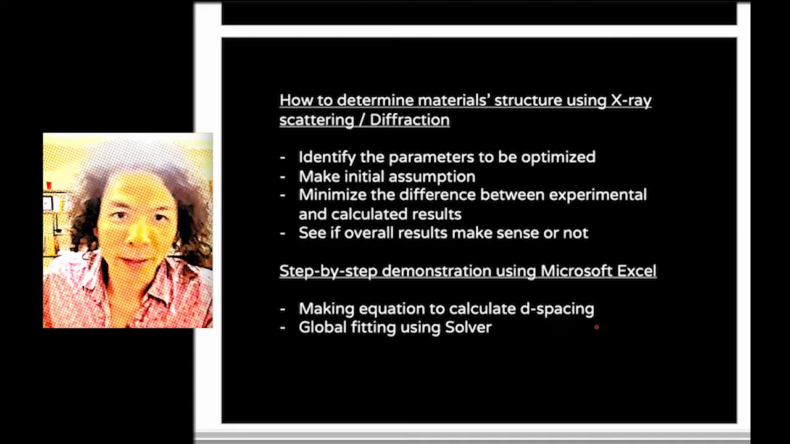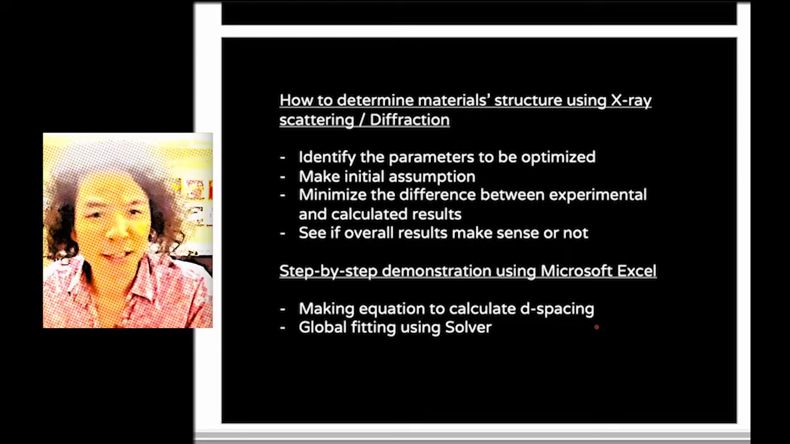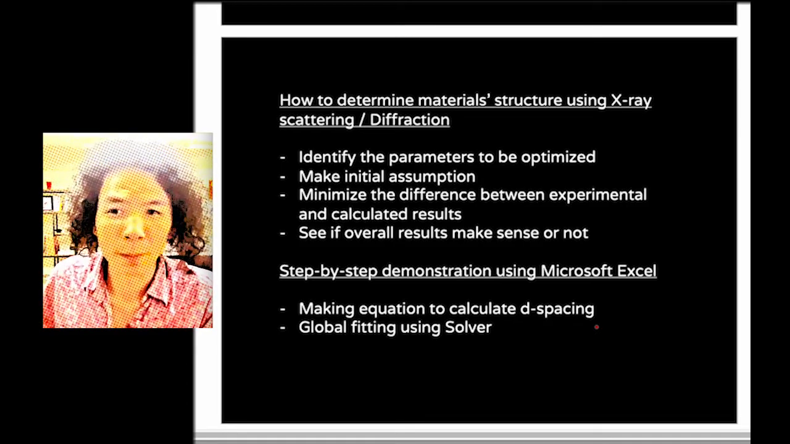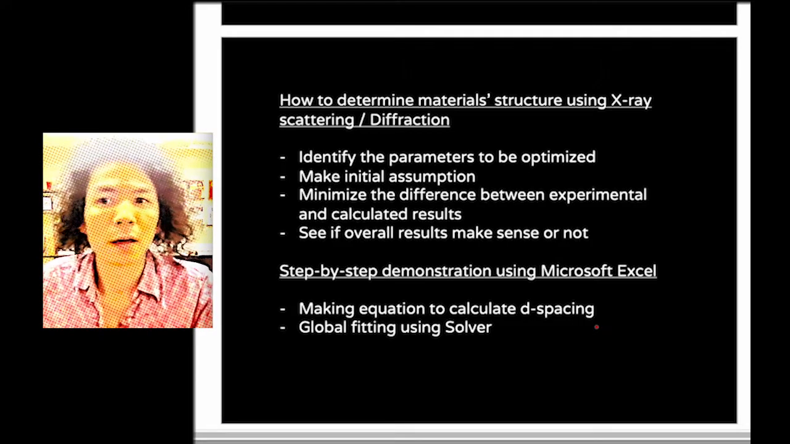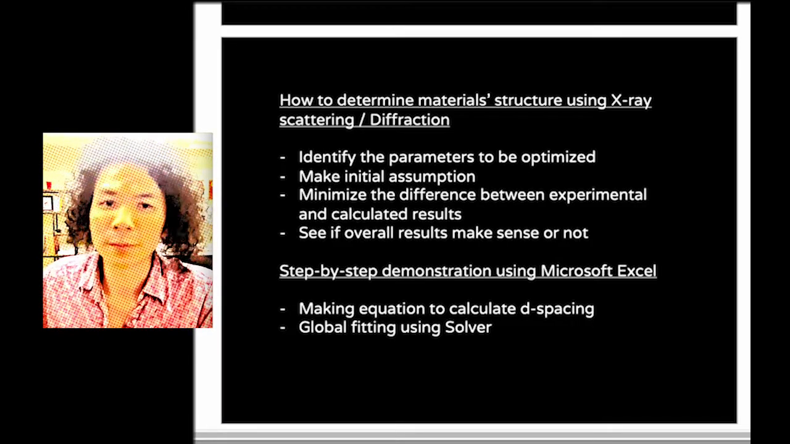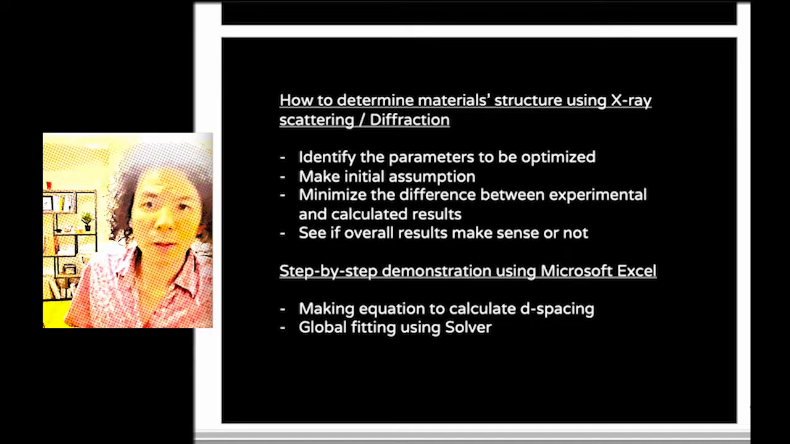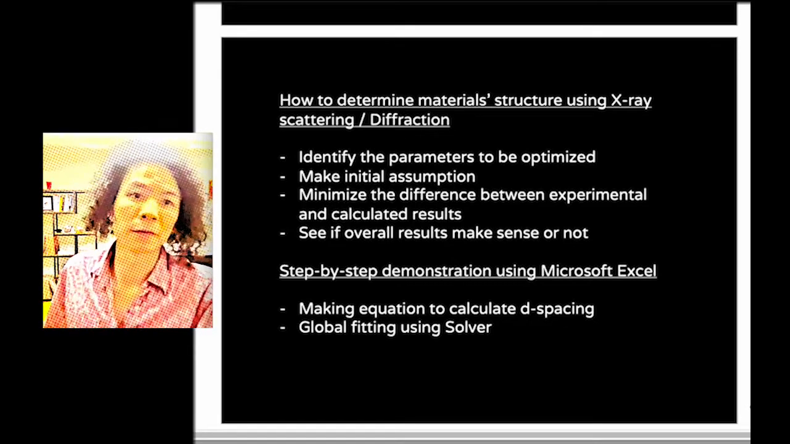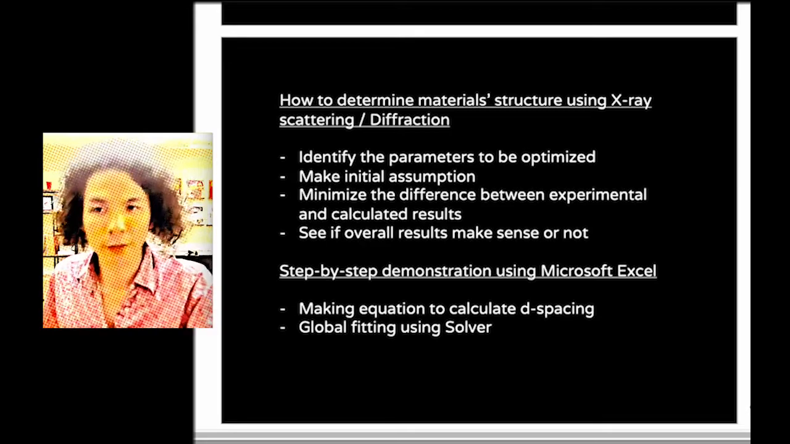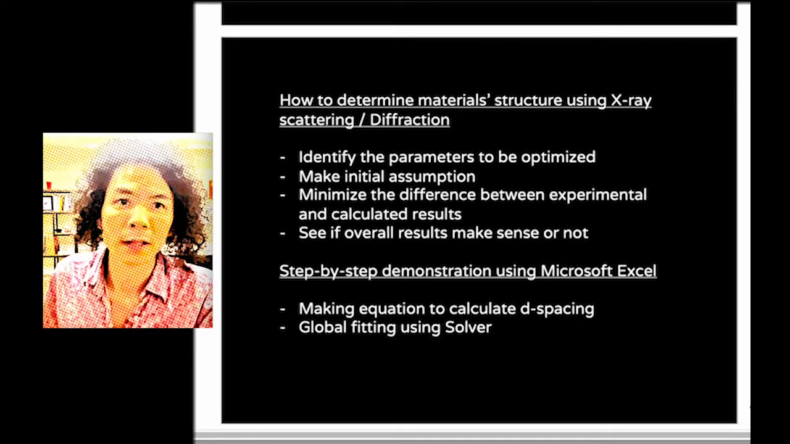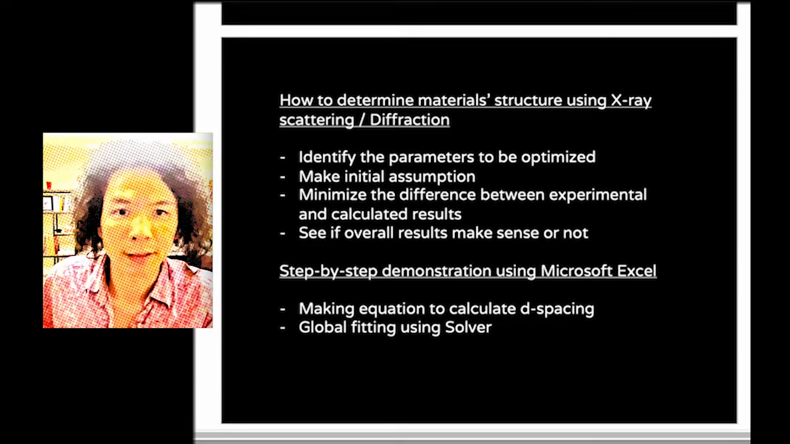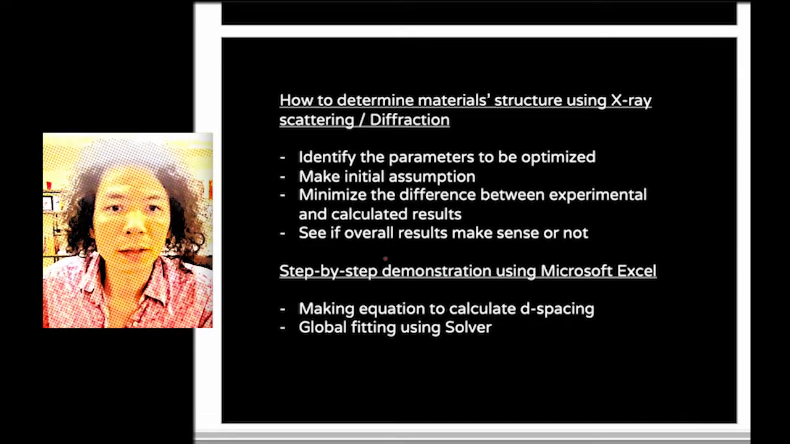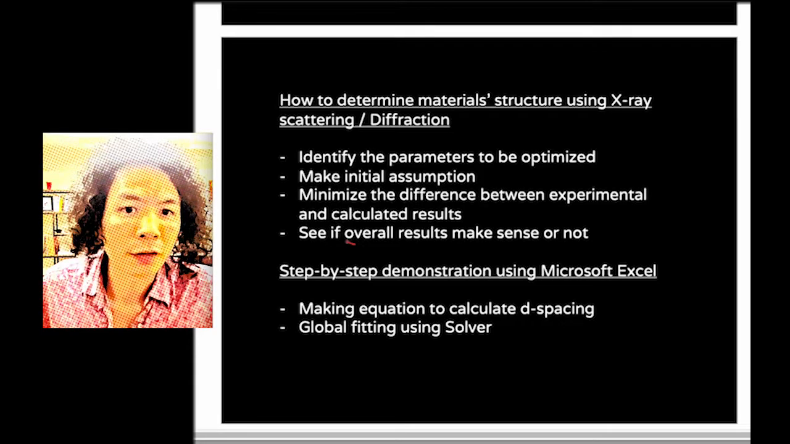Second, you need to make initial assumption. Like this initial assumption is pretty important step, and it's gonna basically determine the fate of the fitting process. So this is pretty important. The third one is just minimization of the difference between experimental and calculated result, which is called the optimization process. So this can be done using the Microsoft Excel, as I said. And in the end, you will get the overall result.